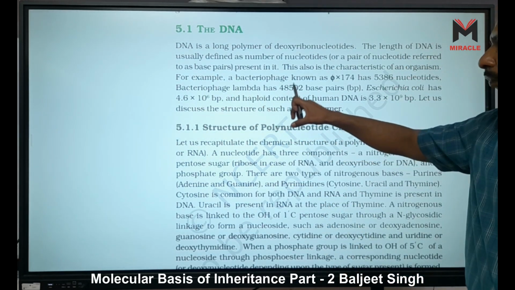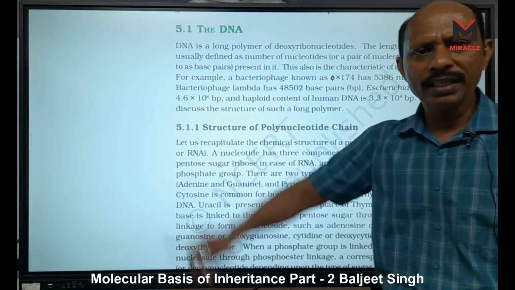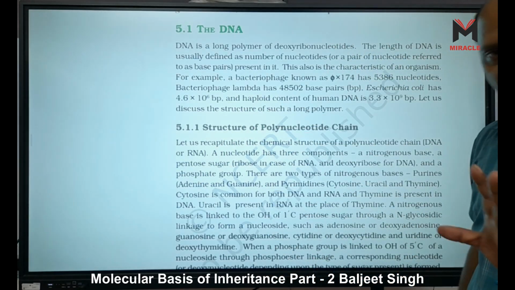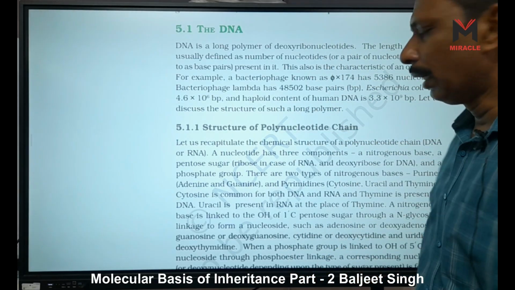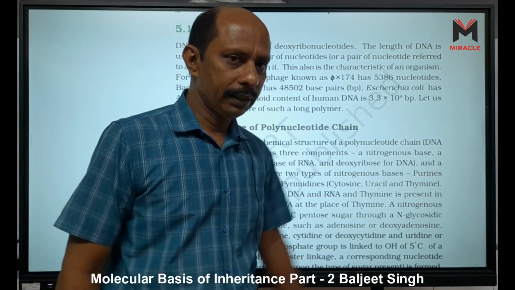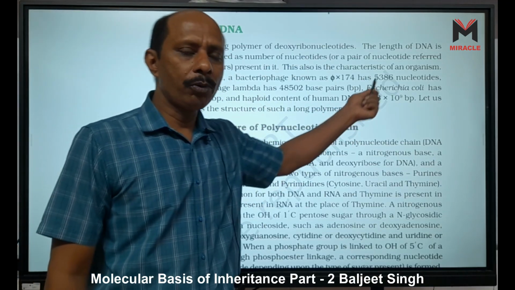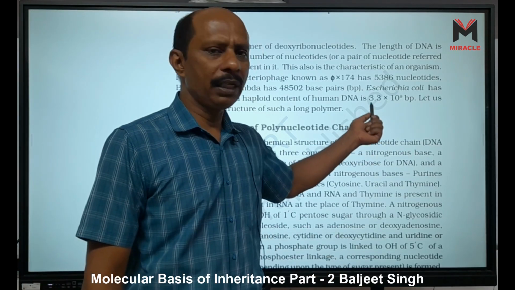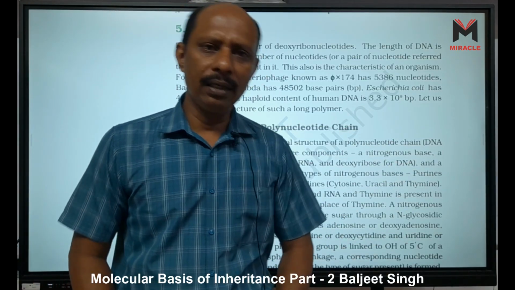Bacteriophage lambda has 48502 base pairs. Right? Escherichia coli has 4.6 into 10 power 6 base pairs. And human haploid content. Haploid means in gametes. Right? The haploid content of human DNA is 3.3 into 10 power 9 base pairs. That means if we consider the diploid content of human, we have to multiply by 2, double the number. When we multiply by 2, 3.3 becomes 6.6 into 10 power 9 base pairs.